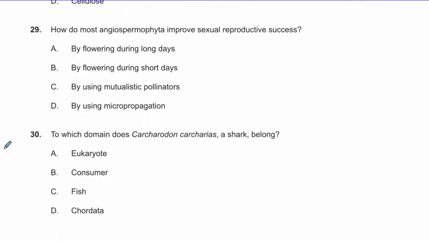29. How do most angiospermophyta improve sexual reproductive success? And of course, angiospermophyta are the flowering plants. And they have made what's called a cooperation with insects and other pollinators, like hummingbirds. So it's C. And mutualistic means both get benefit. Both parties benefit.